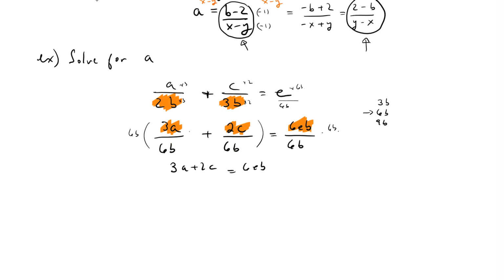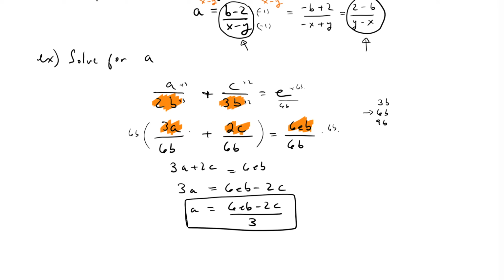3a plus 2c equals 6eb. I don't have any fractions. I'm going to send the 2c to the other side, and I'm going to divide by 3. I can't simplify the 3 with the 2 and the 6, so they share nothing in common. So this is how I would leave it.